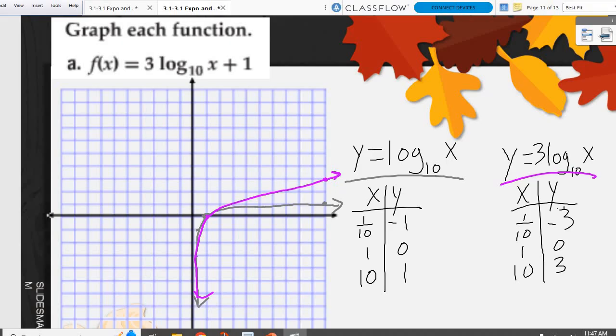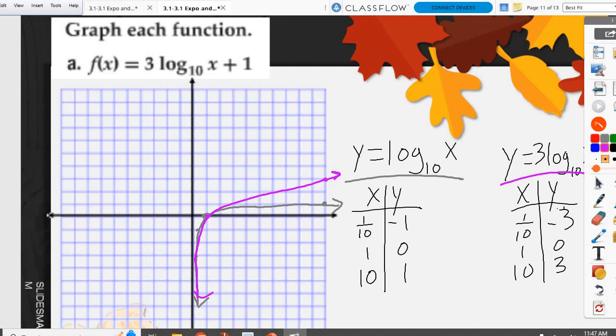Then the last thing we need to think about is that +1. Where is that +1 located? How do I know it's the outside? There's no parentheses. So what's going to happen to each of my points? They're going to move up 1. And so that would be our final.